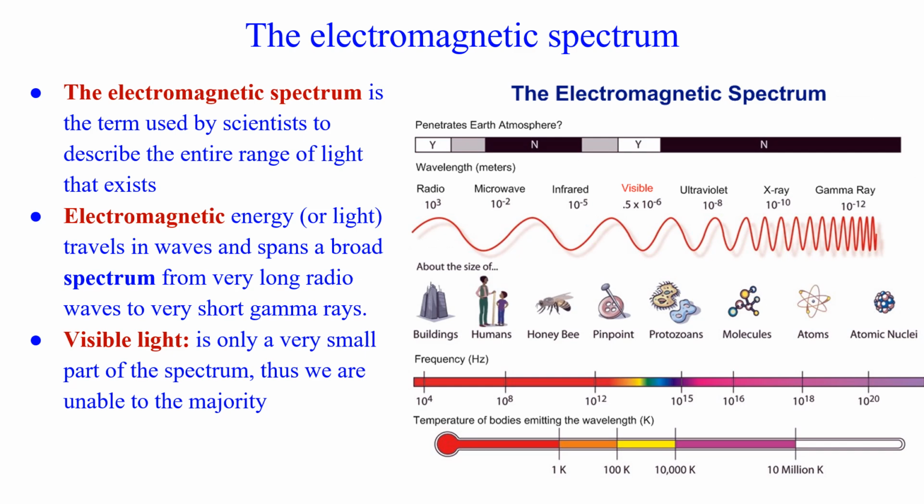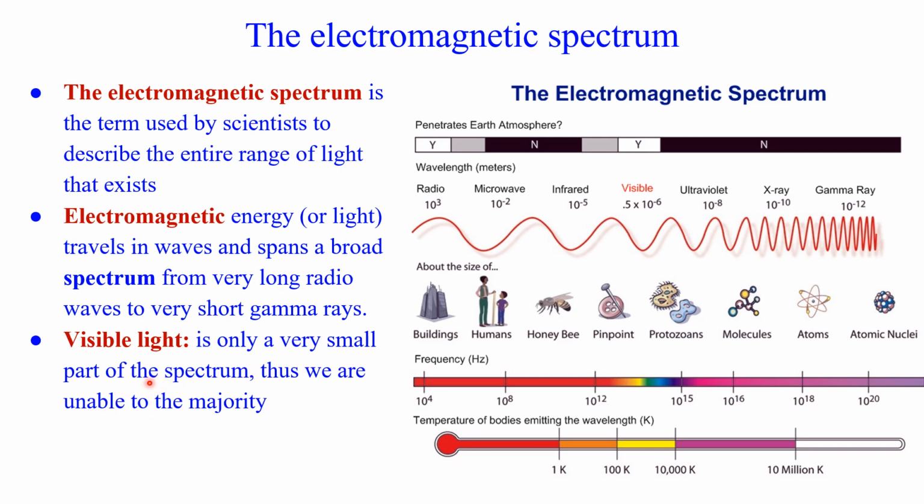What do we mean by the electromagnetic spectrum? Well, electromagnetic energy is the way that light travels. A spectrum is simply positioning all the forms of light on a continuum based on their frequency. So we have a low end, we have a high end in terms of the number of wavelengths per second.